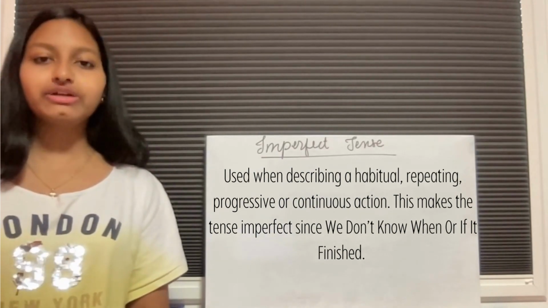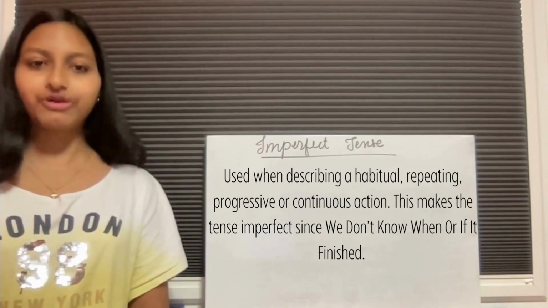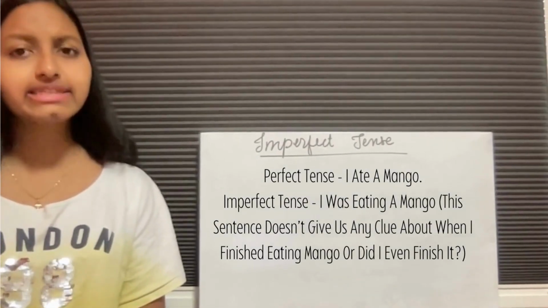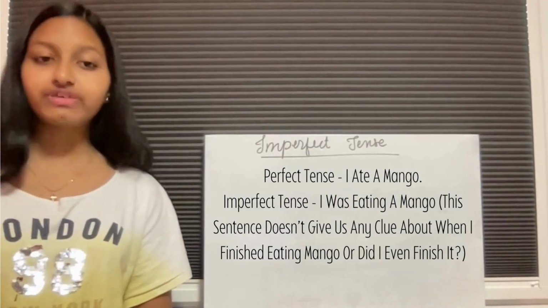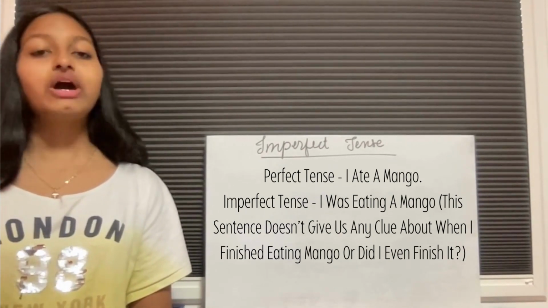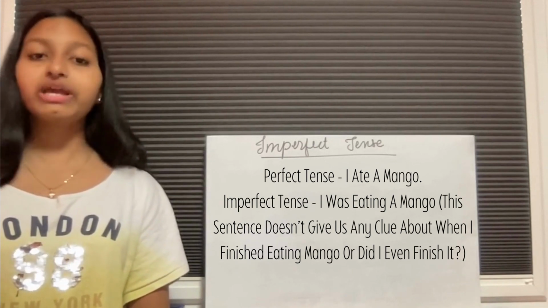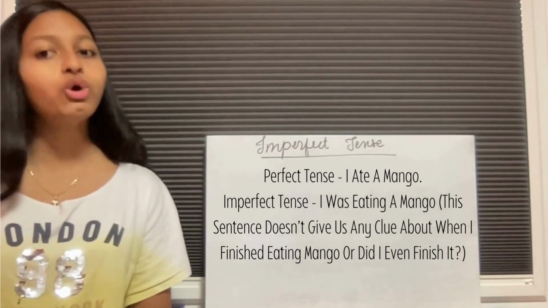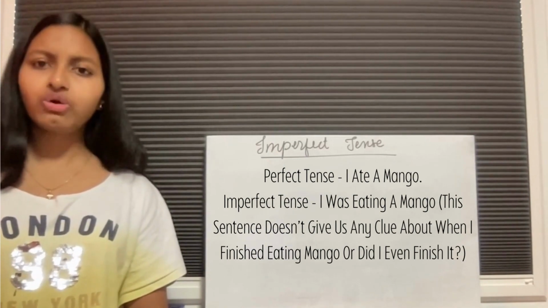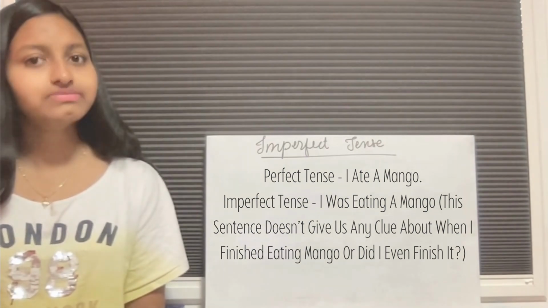To make it more clear, let's differentiate between the imperfect and perfect tense. In the perfect tense, I would say I ate a mango. In the imperfect tense, I would say I was eating a mango. Now, if you see, the sentence for the imperfect tense, I was eating a mango, does not give us any clue about when I finished eating the mango, or did I even finish eating the mango?